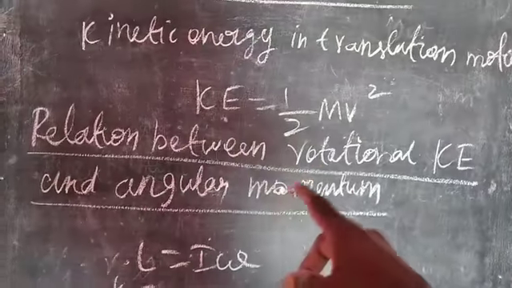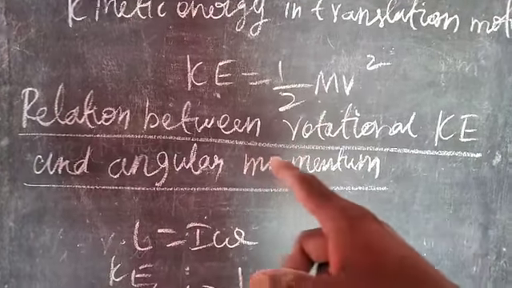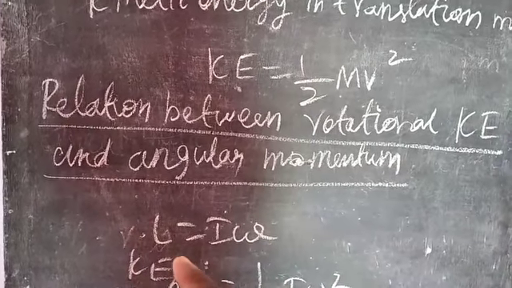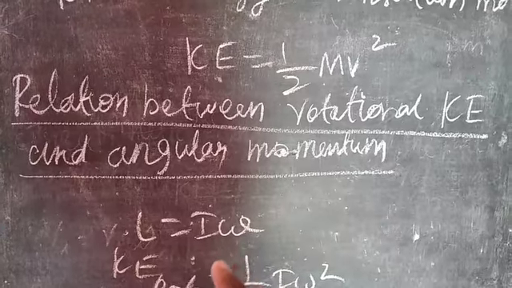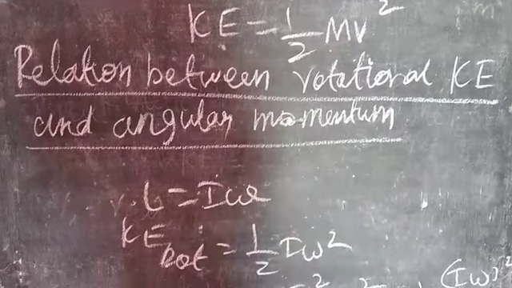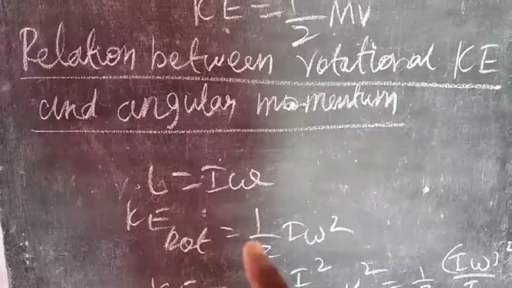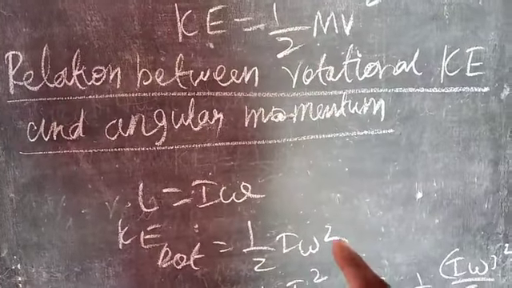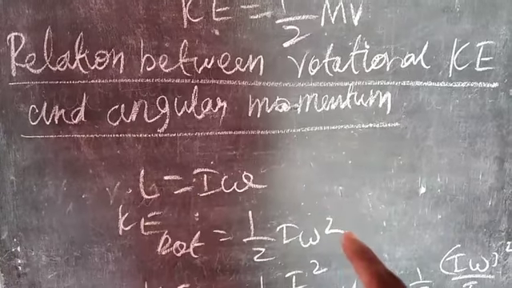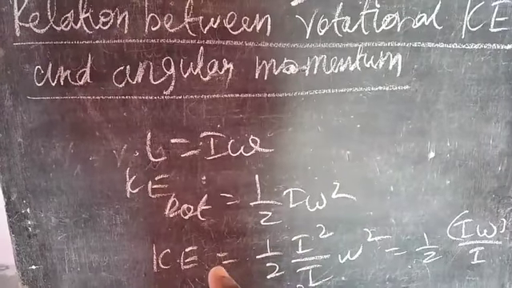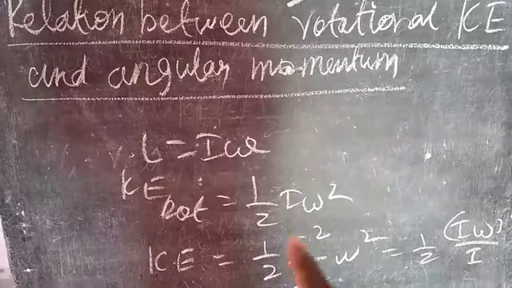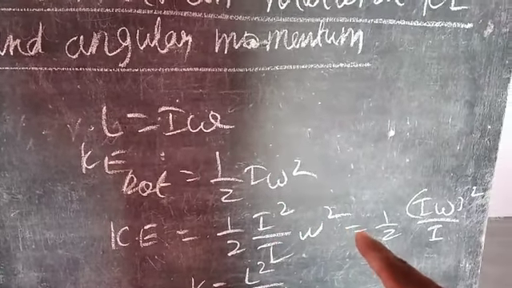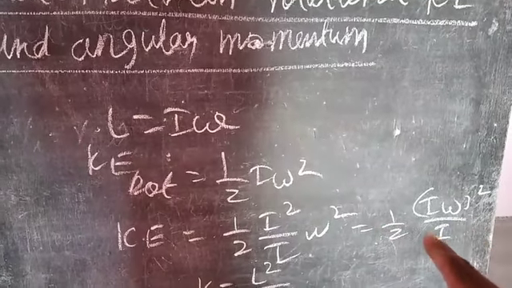So next, the relation between rotational kinetic energy and angular momentum. The angular momentum of a rigid body L is equal to I omega. L is the angular momentum, I the moment of inertia, omega the angular velocity of the rigid body. So the rotational kinetic energy Ke rotational is equal to half I omega square. In this equation, multiply and divide by I, we obtain kinetic energy rotational equal to 1 by 2 I into I square omega square by I. So finally, it is half of I omega whole square by I.